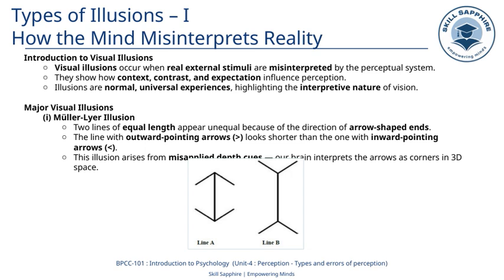This effect occurs because our brain is applying depth cues. It's trying to interpret the 2D image as a 3D scene. So, it perceives the arrows as corners or edges in space, which influences how long we think the lines are. This example highlights how perception isn't just about the raw sensory data. It's about how our mind interprets that data based on context and experience. It reminds us that perception is an active, interpretive process, not just a straightforward reflection of reality.